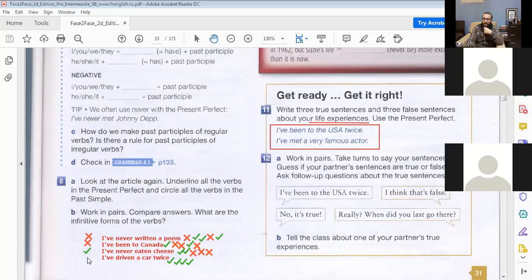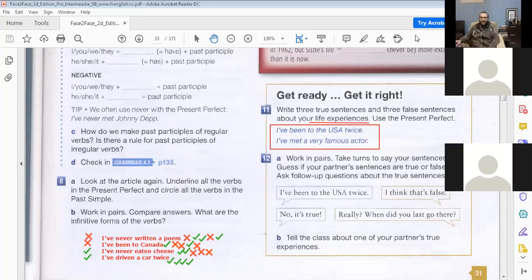Interesting. Okay, so I think most of your classmates guessed the last one correctly. But the one about cheese is very hard to guess correctly, I think. No, but Noha was right. She said it's true.